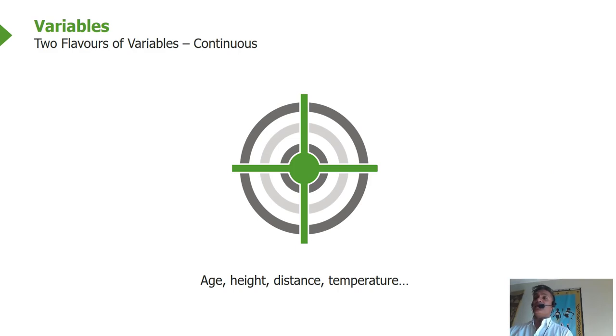So a continuous variable, things like age, height, distance, pure numbers where there's value in between. I can compute means on them. I can divide them and multiply them. Right? It's a natural number. We understand what that is.